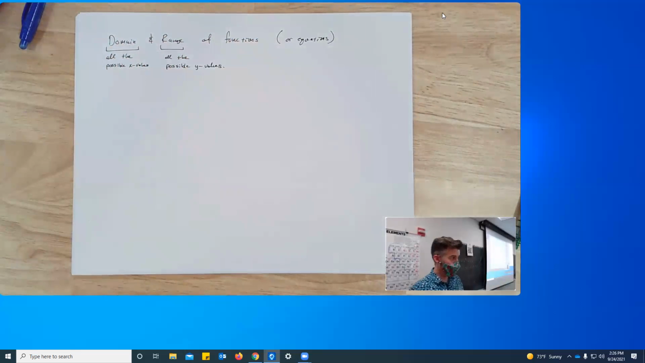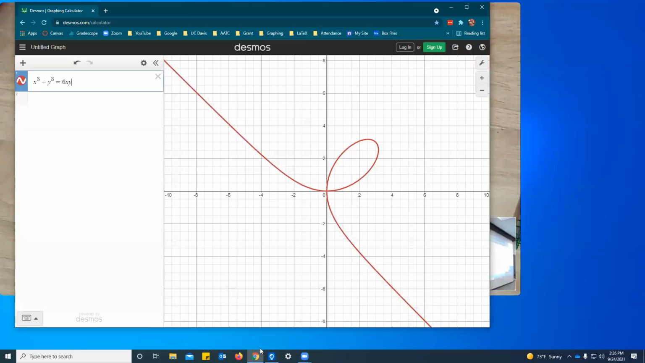So just as a point, that equation right there has a domain and a range of all real numbers. Right? I think we can agree that x can be anything. This continues going off that way and down that way. X can be any negative or positive number, and y can be any negative or positive number.